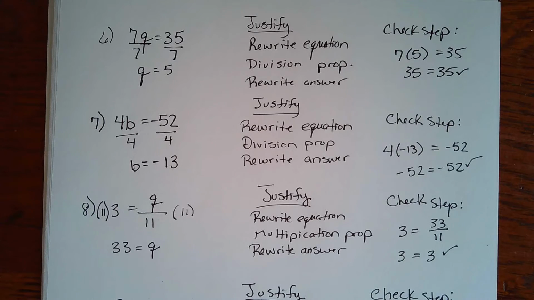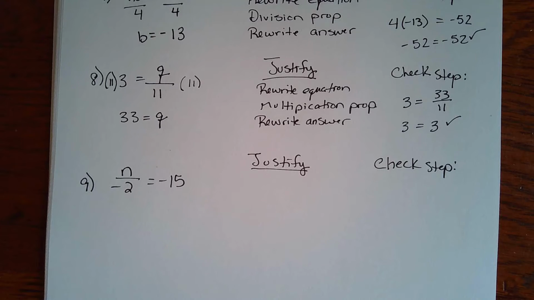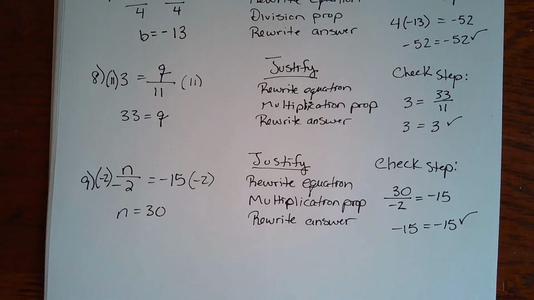Now, last one is number 9. Once again, I want you to pause the video and try this on your own. Be careful, the negatives can be tricky. Okay, so let's see how we did. Did you get 30 for n? If you did, congratulations. If not, let's go back and see where we may have made our mistake. Remember, you were dividing by the number underneath the variable n. So negative 2 had to be multiplied on both sides to reverse the division.